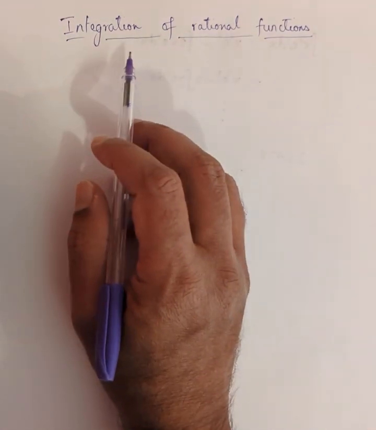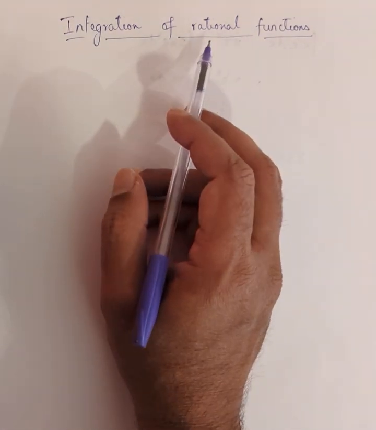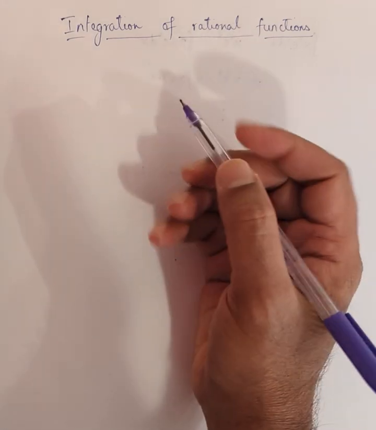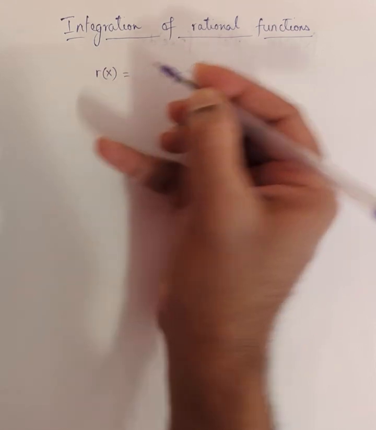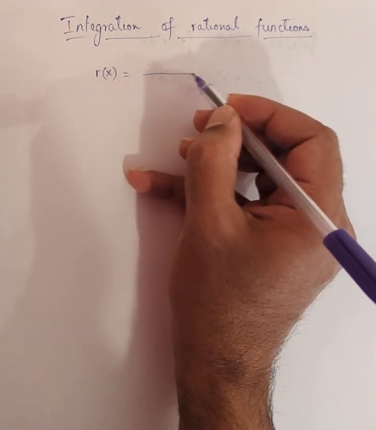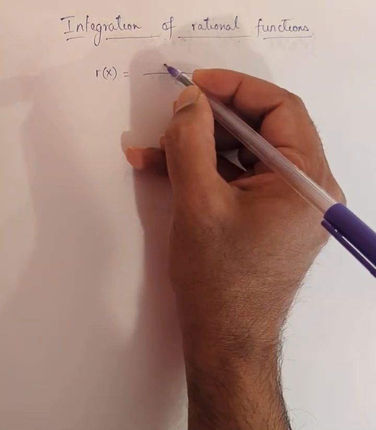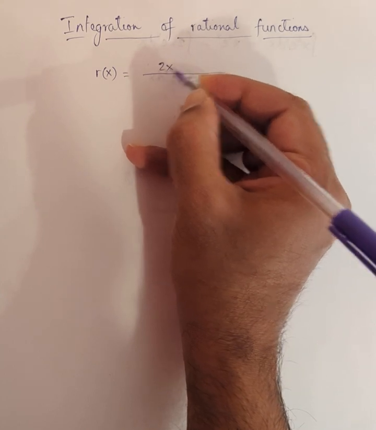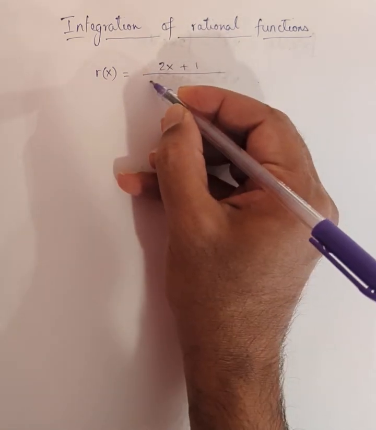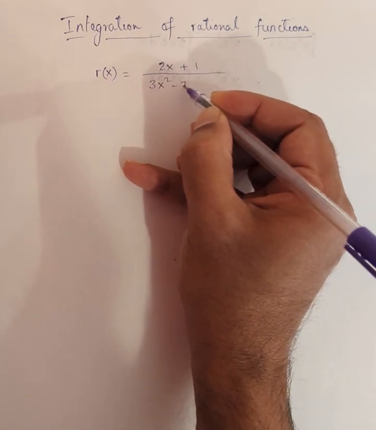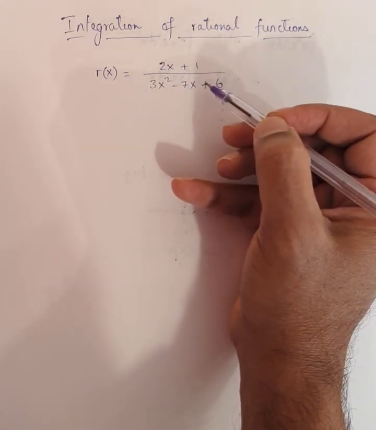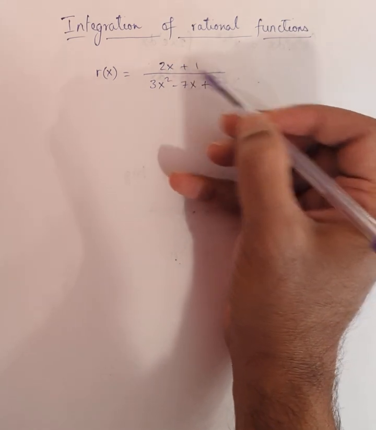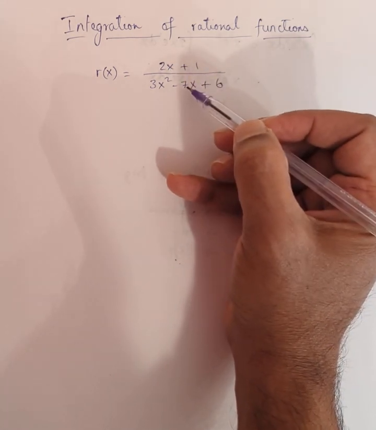We will learn about how to integrate rational functions. But what is a rational function? Well, a rational function is something that looks like this: one polynomial over another polynomial. So say I have 2x plus 1 divided by 3x squared minus 7x plus 6. This is a rational function because it's a polynomial over another polynomial.